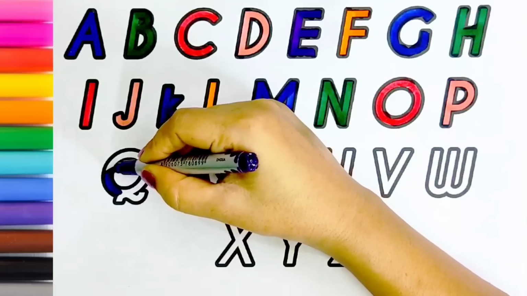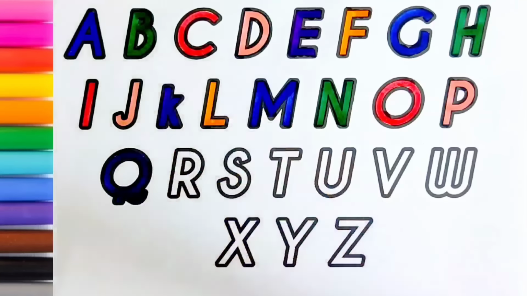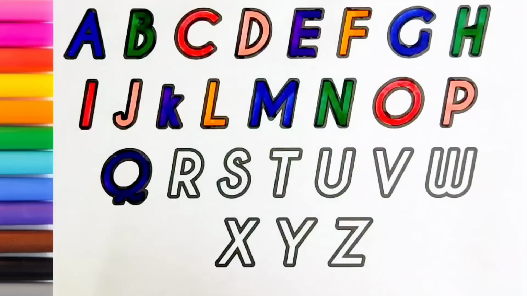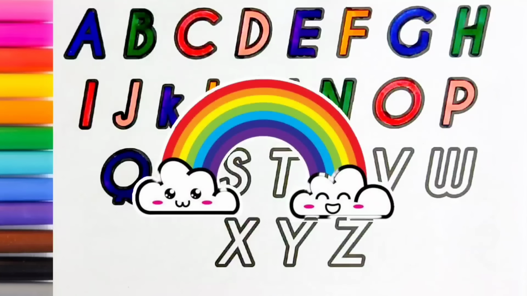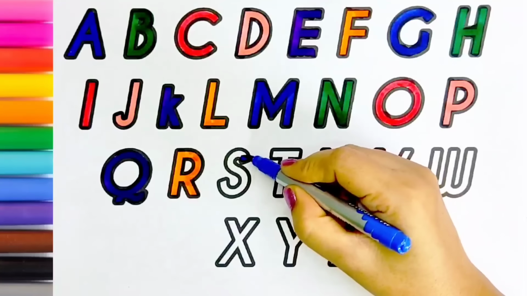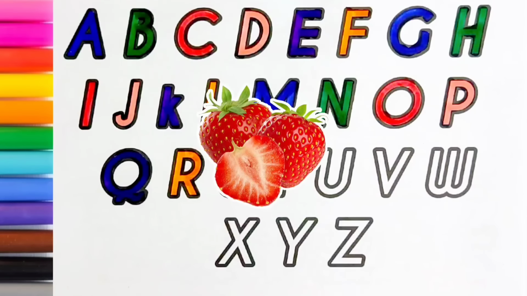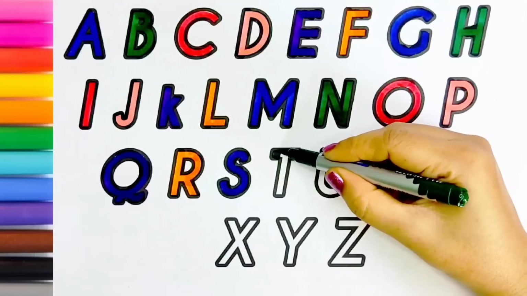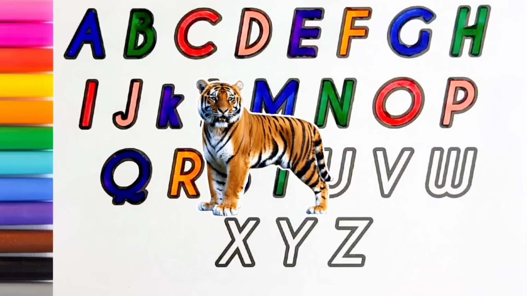Purple color. Q. Q for queen. Orange color. R. R for rainbow. Blue color. S. S for strawberry. Dark green color. T. T for tiger.